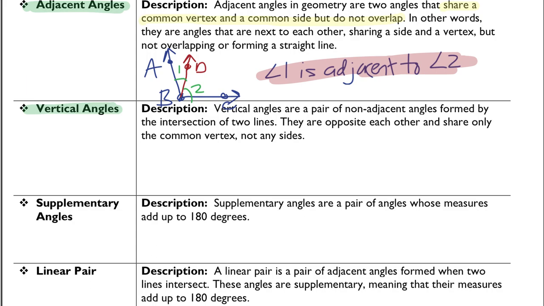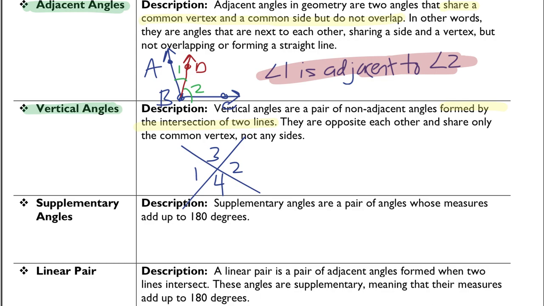Vertical angles, on the other hand, are a pair of non-adjacent angles, so they are not next to each other, and they are formed by the intersection of 2 lines. So we're going to draw 2 intersecting lines, just like this, making an X, and let's label these angles 1, 2, 3, and 4. I just put the numbers in that order.